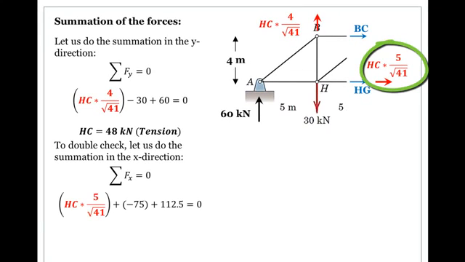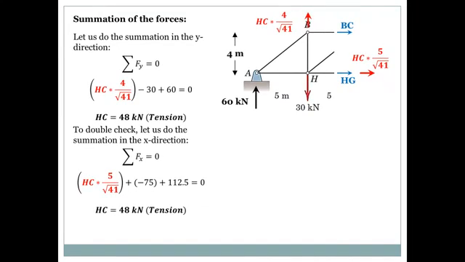It's HC multiplied by 5 over the square root of 41, minus 75, which is the value of the force BC, plus 112.5 kilonewtons, which is the force HG, that will equal 0. And if I solve for HC, trust me, it's going to be 48 kilonewtons and it's in tension. Am I done? One more step.